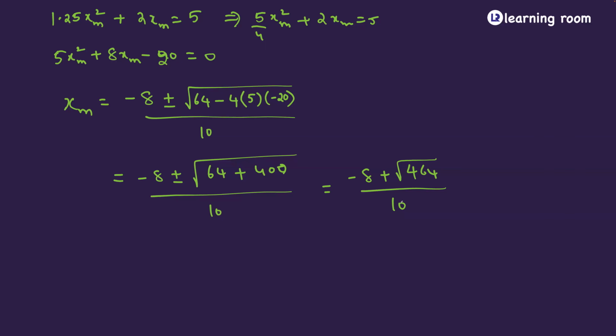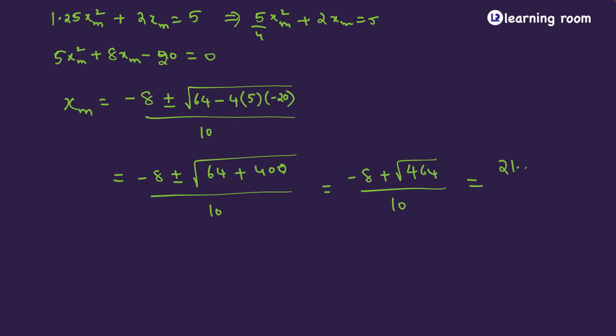So how much will it be? It will be 21 point something. So what you can do is, I didn't take the minus here because if this is negative, this is also negative, then the compression will become negative because this is distance. Xm is distance, not displacement, right? So I took the plus value.